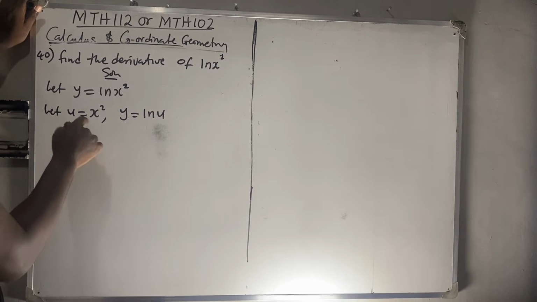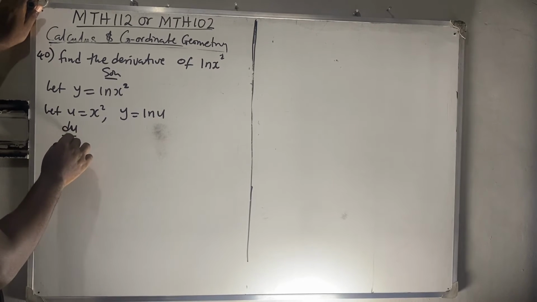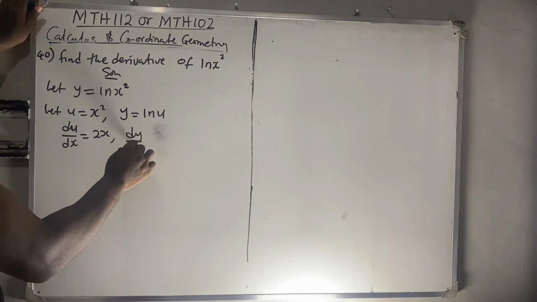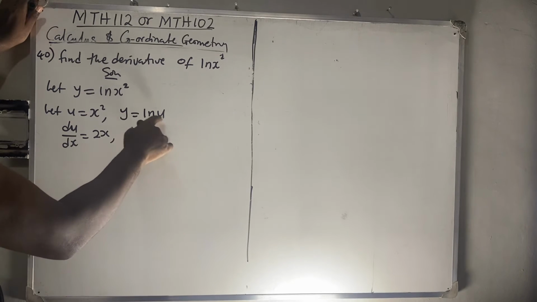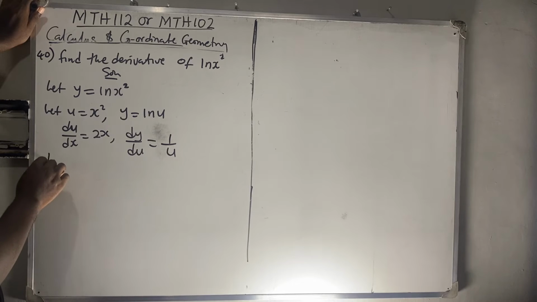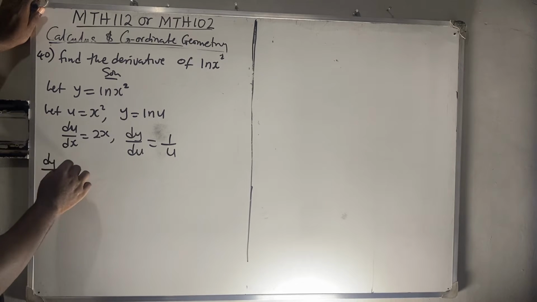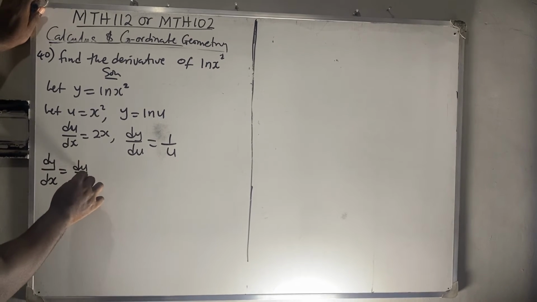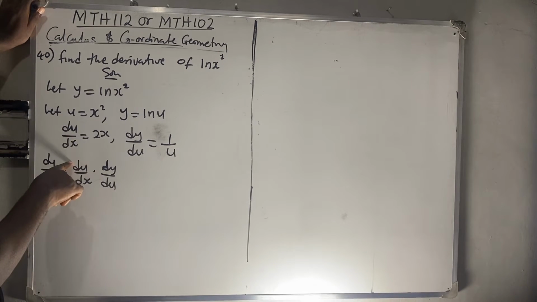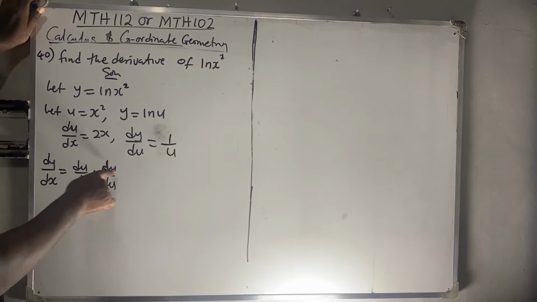So du/dx is equal to 2x. And then dy/du is equal to the differentiation of ln u, which is 1 over u. So my dy/dx that I'm looking for will now be equal to du/dx multiplied by dy/du, such that if du cancels du, I'm getting back my dy/dx.